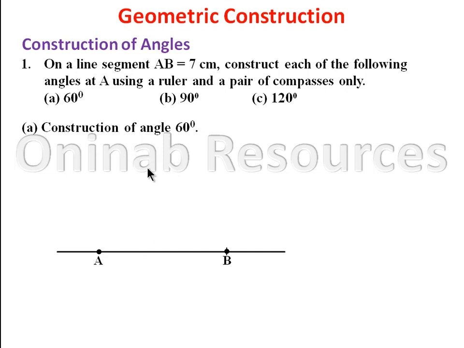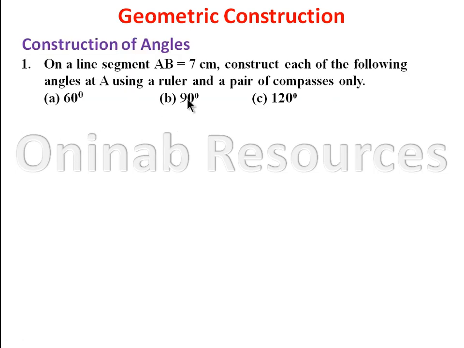We now open a convenient radius from our pair of compasses. We take A as center, draw an arc towards B. So we have an arc, still maintaining the same radius. Take this point as center, draw another arc to cut the existing arc. And the point of intersection of the two arcs is joined to A. So we join it. This angle here is 60 degrees. We have done justice to question 1A. Now we go to B.